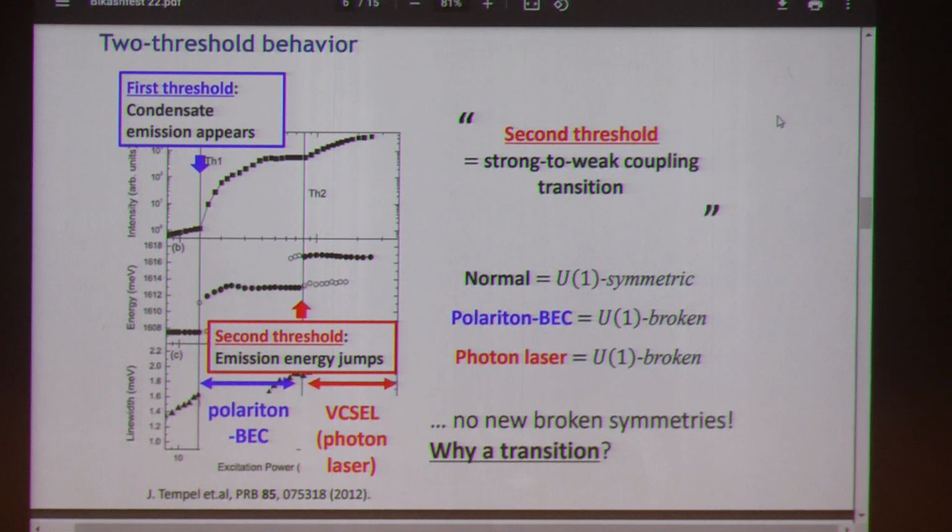The question one should ask is, why is there a transition? Because there's no broken symmetry. We have a polariton BEC, which is a U(1) broken symmetry in a very standard way for a superfluid. And similarly, a photon laser also has U(1) broken symmetry for the photon. And so there's no new broken symmetry, and therefore why should we expect there to be a transition? I'll now give you a bit of a story about that and some odd features. So the next slide, please.